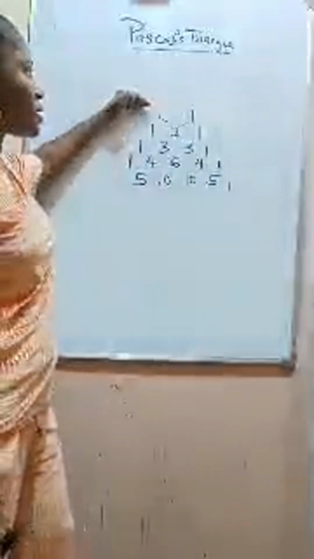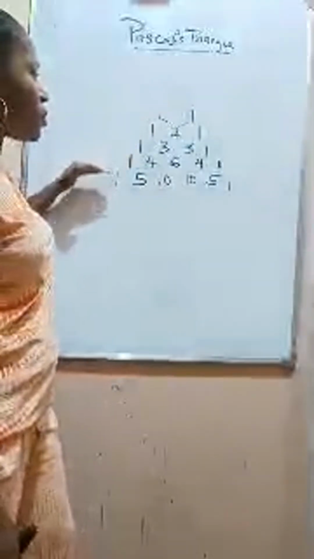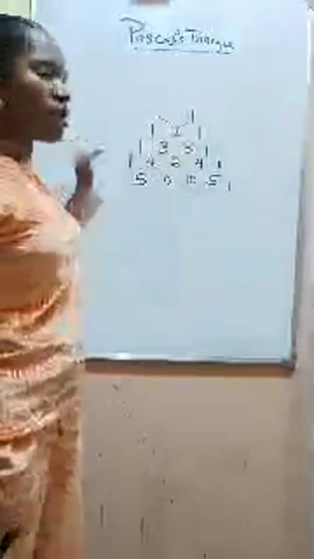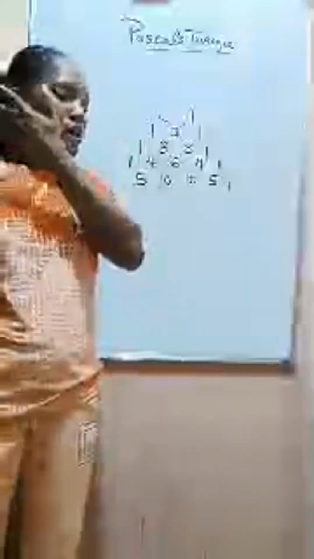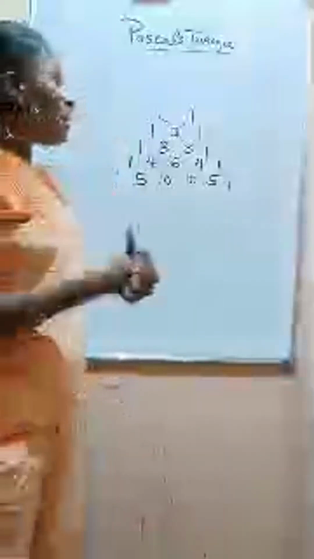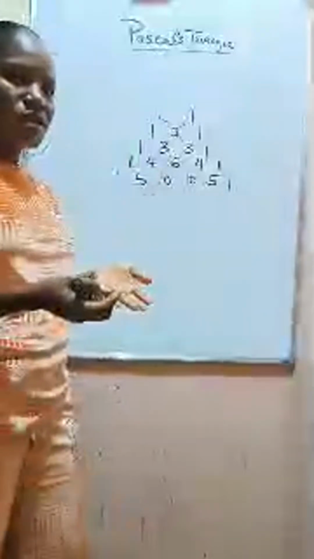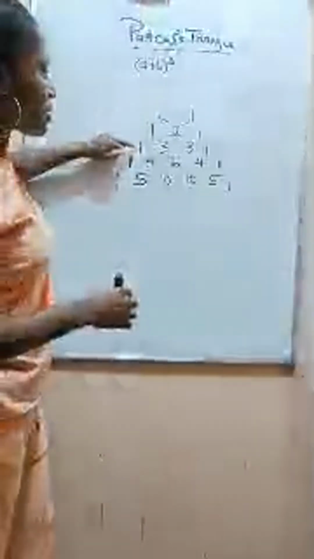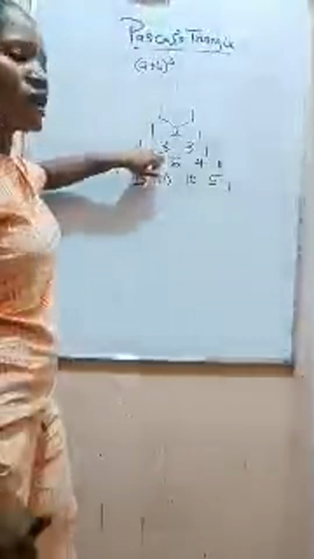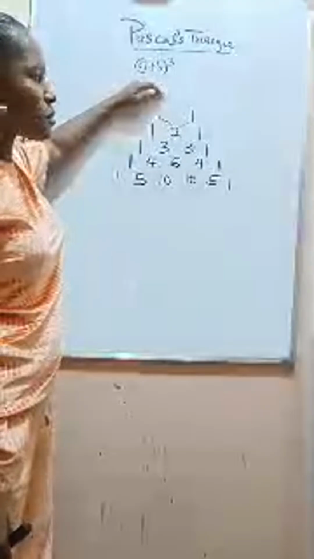Now, these are very important. These numbers you are seeing on each line are very, very important, depending on the power of the algebraic expression. For example, if you are asked to expand (a + b) raised to the power of 3, then we are talking about this fourth line that has 3 as its second number.